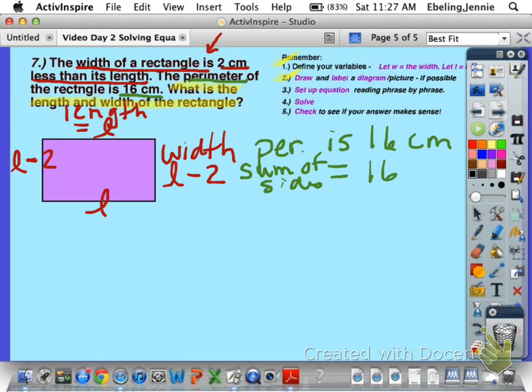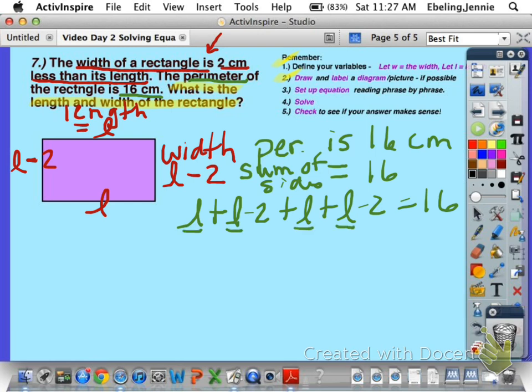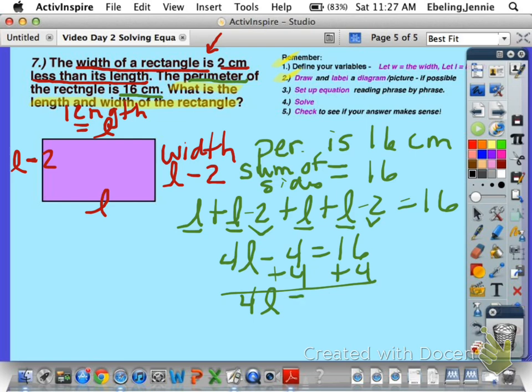So I'm going to start off with my length, add it to my width, add it to my other length, add it to my other width, equals 16. Combining like terms, L, L, L, and L, so I have 4L. I've got this minus 2 and a minus 2, so I have minus 4 equals 16. I'm going to add the 4 to both sides. I have 4L is equal to 20. When I divide both sides by 4, I get L is equal to 5.